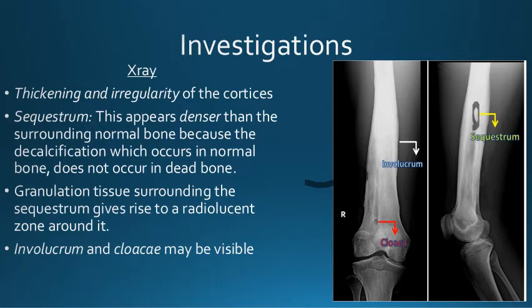You can see cloacae like this. These are the holes through which the pus is drained, and you can also see the involucrum. See, this is your involucrum. This is a piece of new bone formation that the body is trying to throw up.